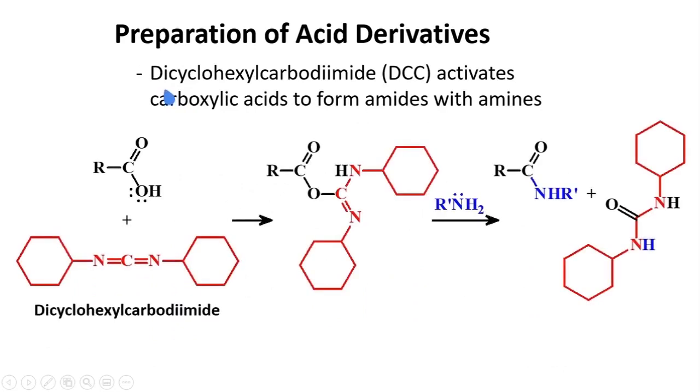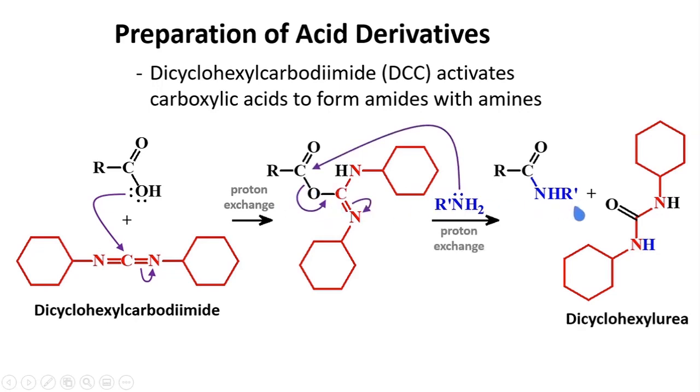A common method in making amides is the use of dicyclohexyl carbodiimide. DCC activates carboxylic acids to form amides with amines. This process essentially involves the formation of a good leaving group coming from the carboxylic acid. To initiate this action, oxygen will attack this carbon, followed by proton exchange to get this compound. Then, this amine can attack the carbonyl group. You will get a double bond O here to form a dicyclohexylurea. This is a good leaving group. The product that is generated here is an amide. This is often used in linking amino acids together to form peptide bonds.